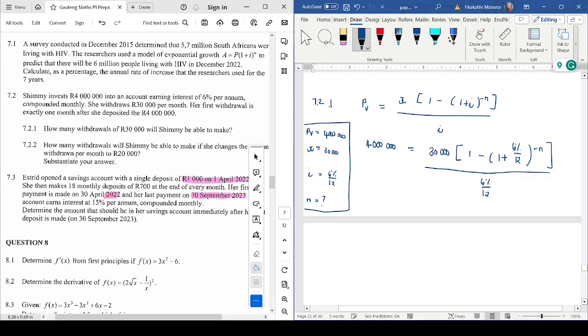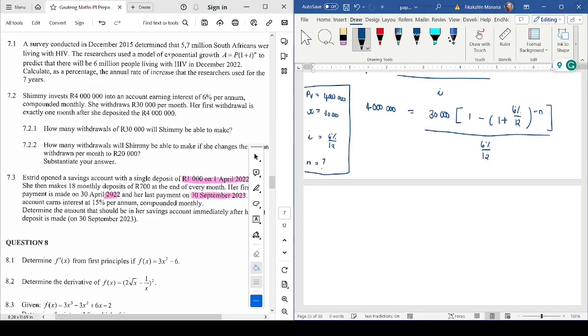Okay, so this is where things get a little bit complicated, but let's write this in a way that makes sense. I'm going to take the 6% over 12 and multiply it by the 4 million. So multiply it by 6%, or you could say 0.06, whatever floats your boat. And then we're going to divide by the 30,000. And then we're going to subtract this 1. So we have left over negative 1 plus 6% over 12 to the power negative n.